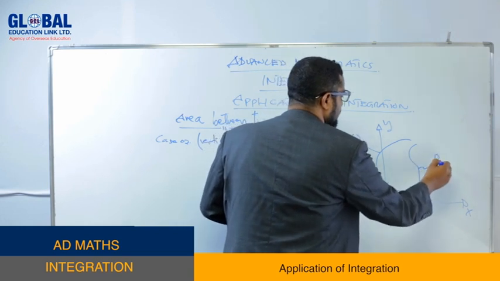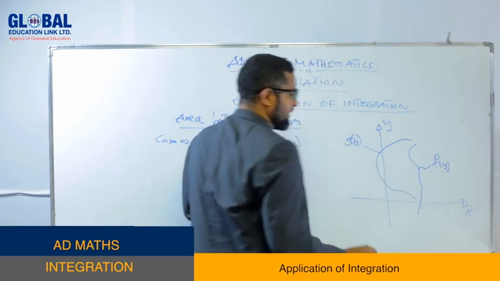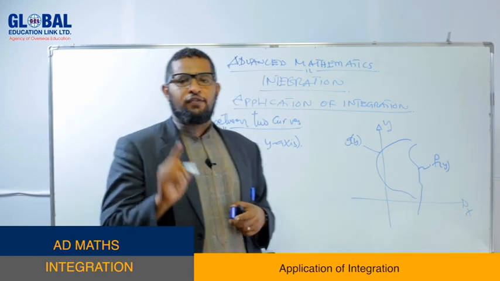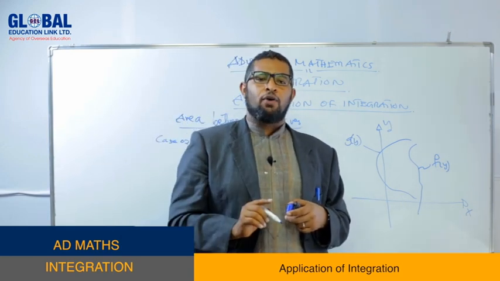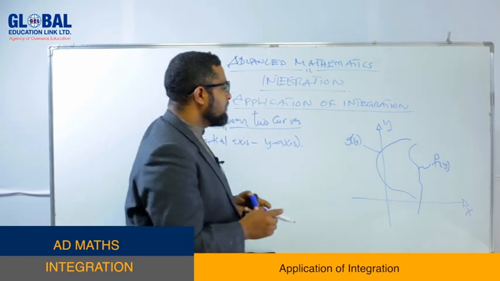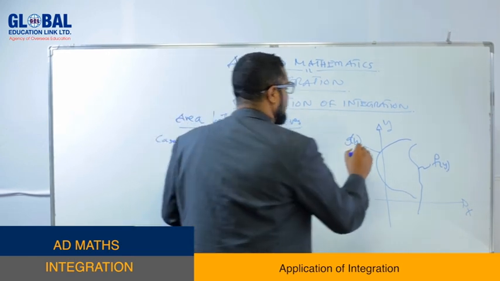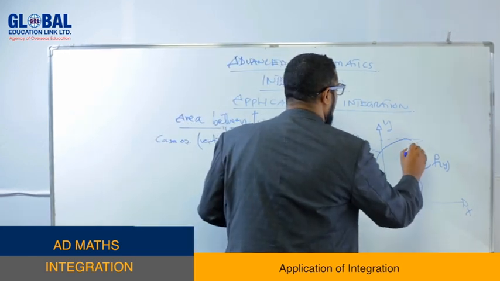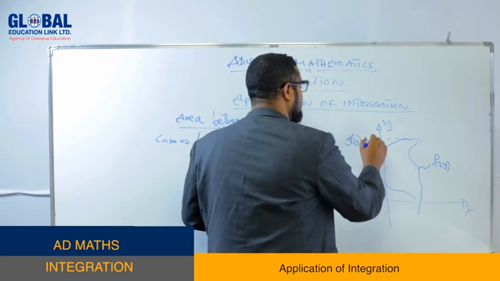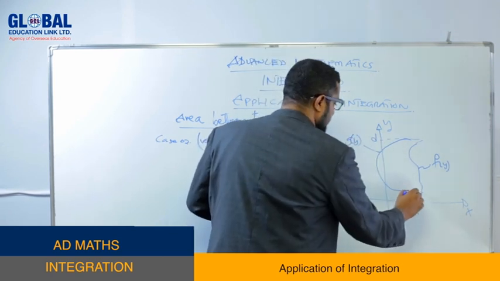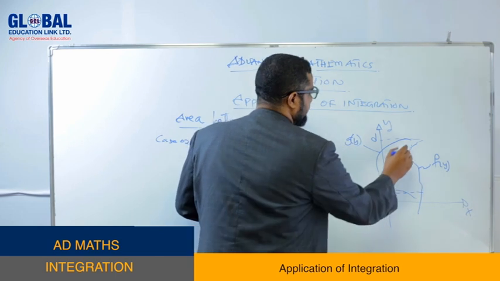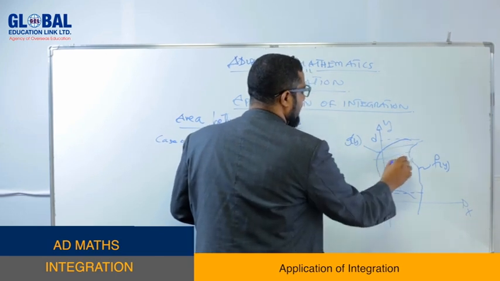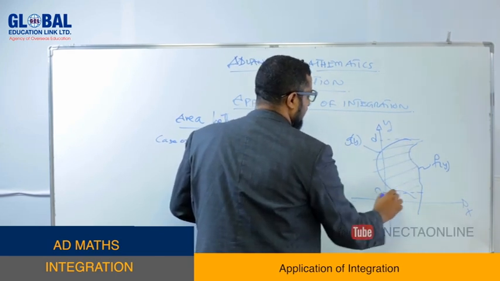Call this one f of y. There is a reason why they are defined as f of y and g of y: because the limits you will be looking at are from the y-axis. Let's say this is point D, and this one is point C. We are going to see how to find this area.